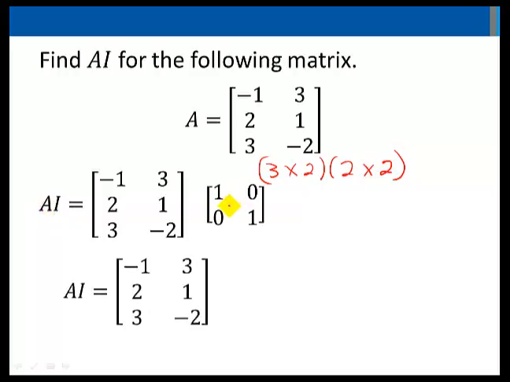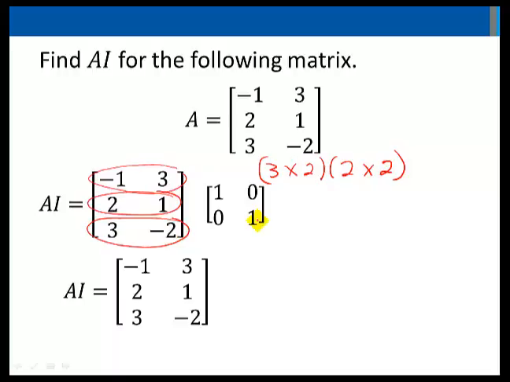We take row 1 times column 1, negative 1 times 1 plus 3 times 0 gives us negative 1. Negative 1 times 0 plus 3 times 1 gives us 3. We move on to row 2 in A. 2 times 1 plus 1 times 0 is equal to 2. 2 times 0 plus 1 times 1 equals 1. Moving on to row 3 in A. 3 times 1 plus negative 2 times 0 equals 3. And 3 times 0 plus negative 2 times 1 equals negative 2.